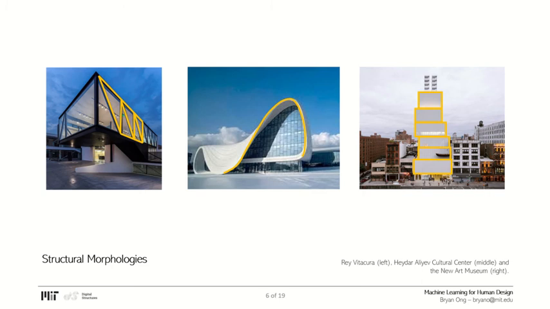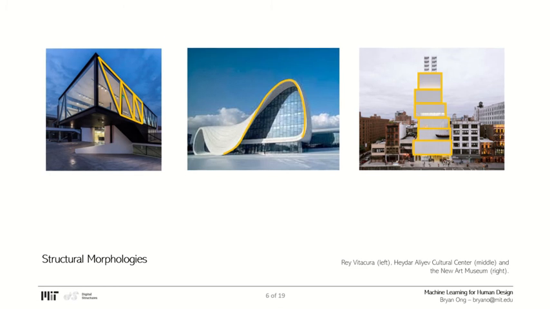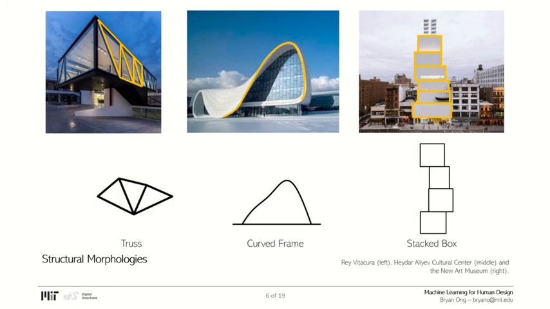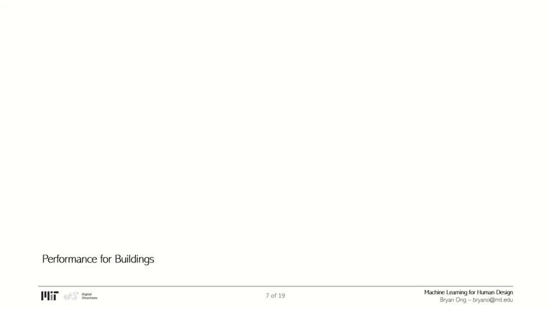Being a fairly large and challenging problem, the problem was limited to topologies that exist and are relevant to structural design. 3 morphologies were chosen which are common across many buildings. Specifically, the topologies that correspond to trusses, curved frames, and stacked boxes.